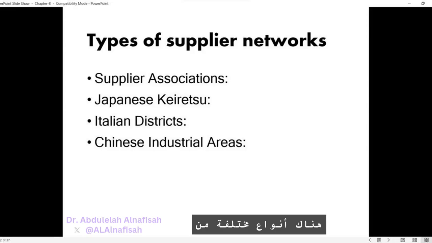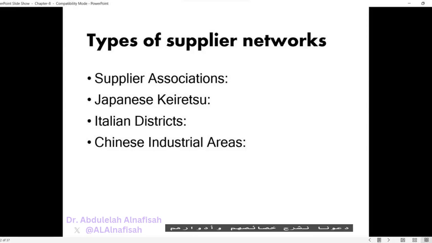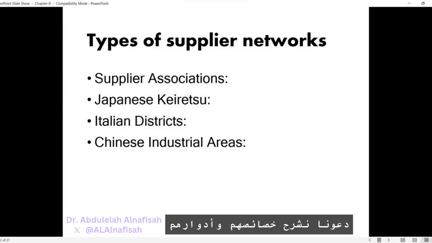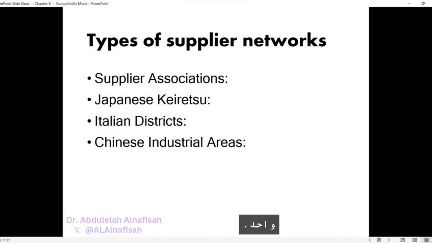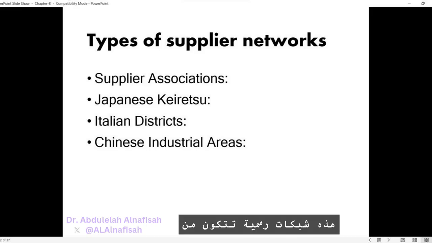There are different types of supplier networks. Let's explain their characteristics and roles in supply chain organization. 1. Supplier associations. These are formal networks consisting of important suppliers of a company who come together for coordination and development purposes. Supplier associations provide training, resources, and improved communication channels to enhance operational performance within the supply chain.